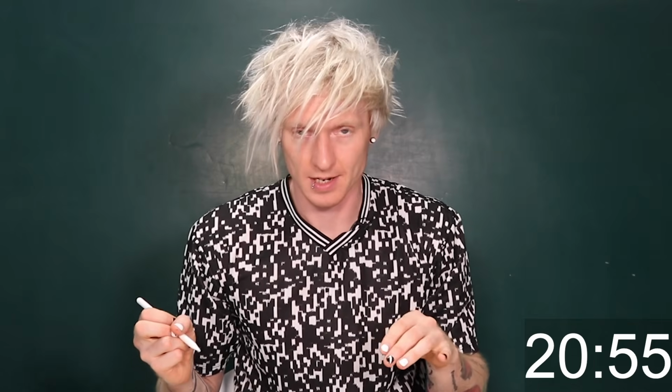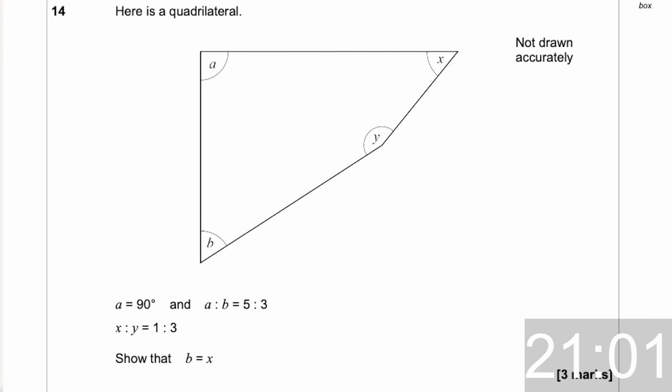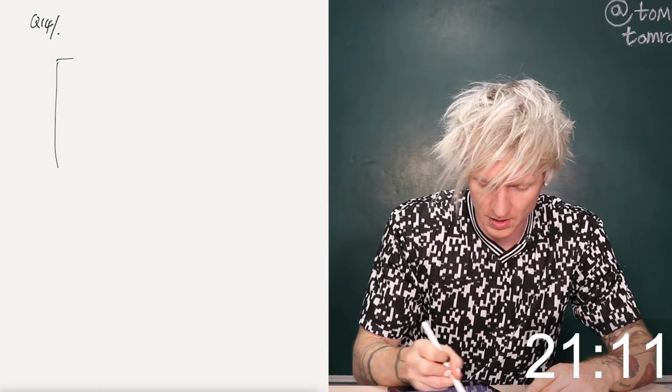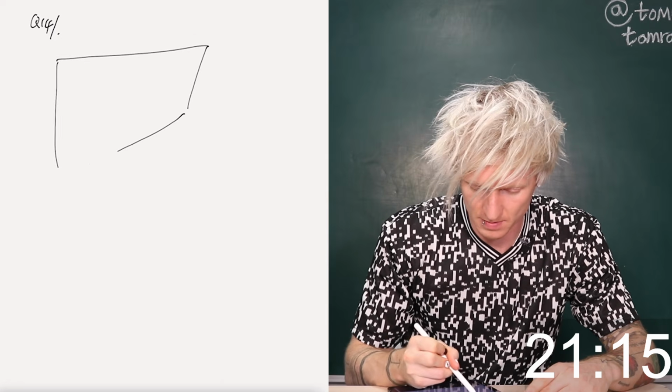Question 14. These are going down like Skittles. This is great. I love this. Question 14. Here is a quadrilateral. It's a weird shape. All right, and I'm told some values. Okay, I'm going to draw a diagram then. So let's draw this funky looking thing and then include these values that they are giving me.